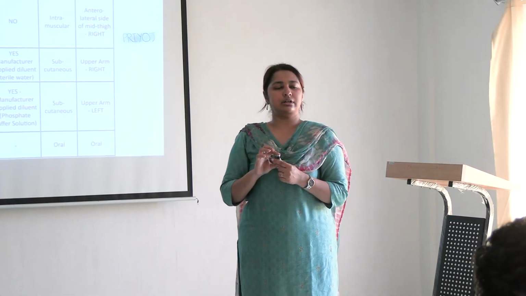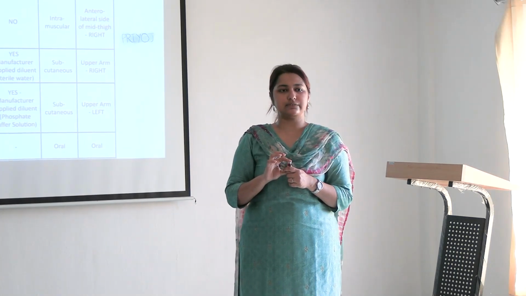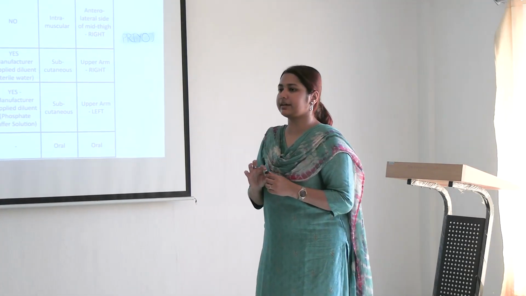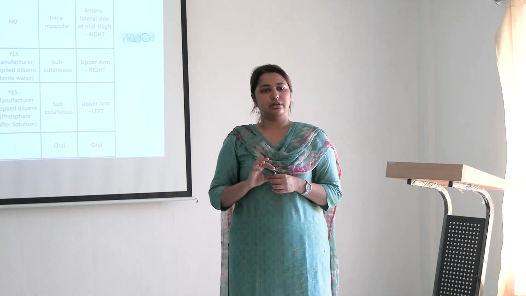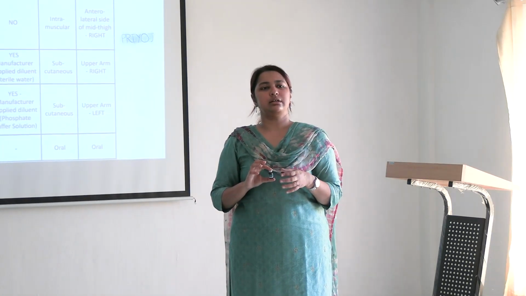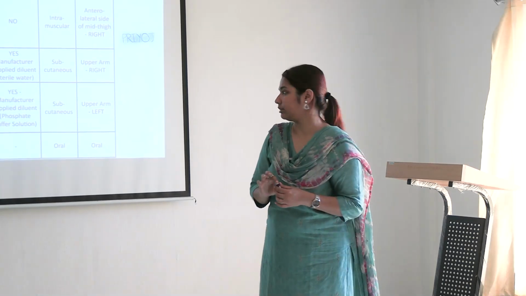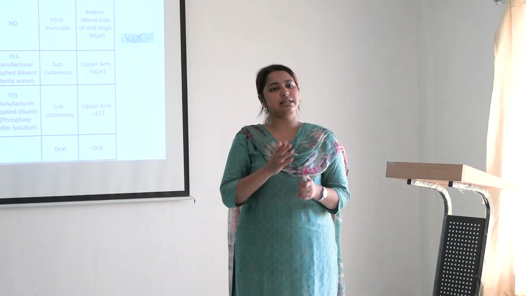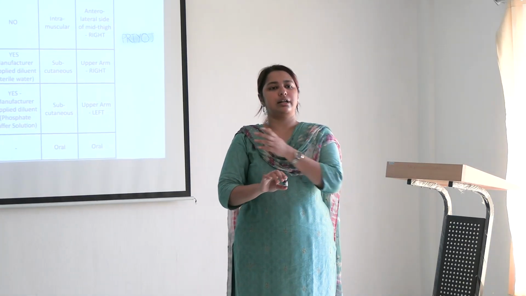And where is it given? This vaccine is given subcutaneously. So far we were giving inactivated vaccines intramuscularly. The live vaccine BCG we gave intradermally. But the measles rubella vaccine is also a live attenuated vaccine. It is given subcutaneously, in the right upper arm. BCG is the left upper arm, and measles is the right upper arm at 9 months.